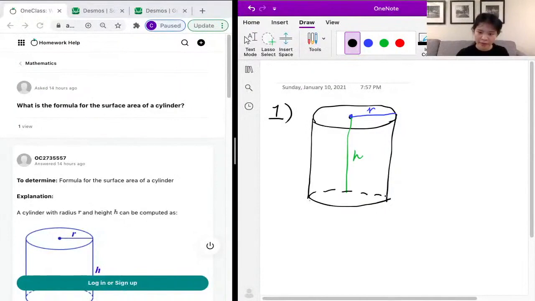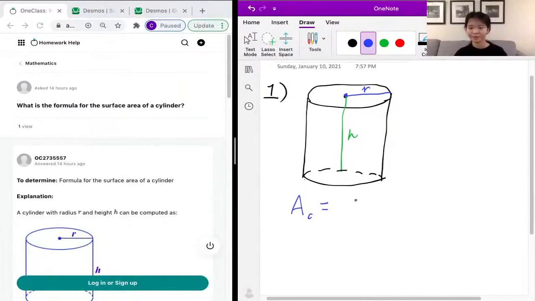In order to find the surface area of a cylinder, you need to know the formula for the area of a circle and the formula for the area of a rectangle. So let me just write down what the area of a circle is. I'll just write A sub C for the area of a circle. The formula for the area of the circle is just pi r squared, where pi is the irrational number 3.1415 and so on, and r is just the radius of the circle. And this is the formula for the area of the circle.